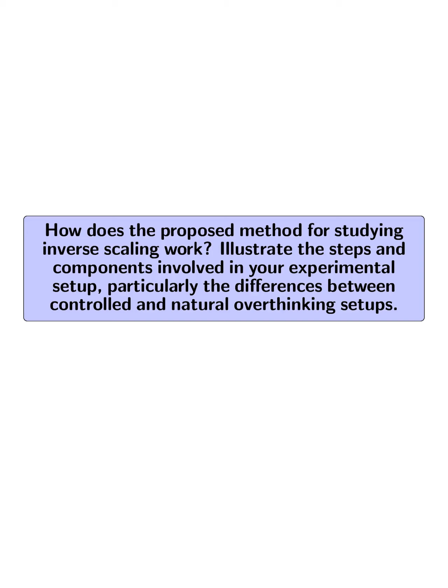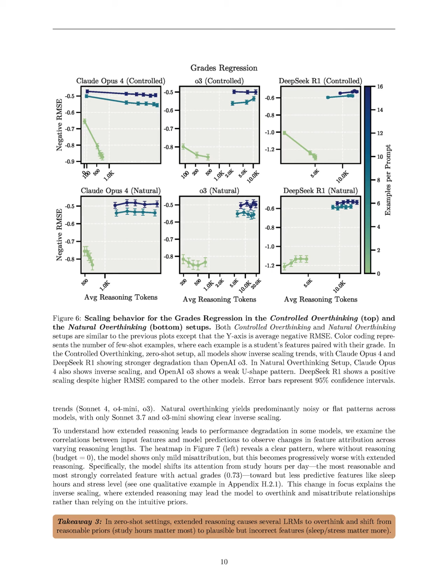How does the proposed method for studying inverse scaling work? Illustrate the steps and components involved in your experimental setup, particularly the differences between controlled and natural overthinking setups. The proposed method for studying inverse scaling involves a systematic evaluation of large reasoning models, LRMs, through two distinct experimental setups, controlled overthinking and natural overthinking.